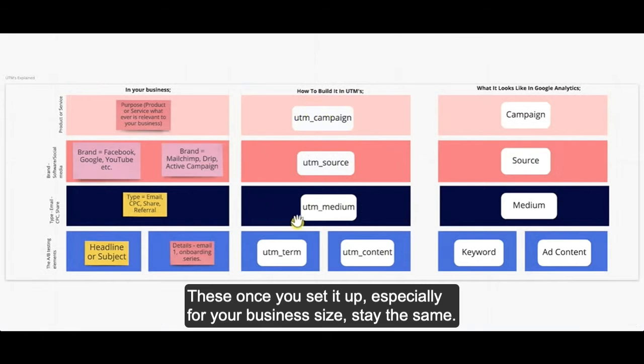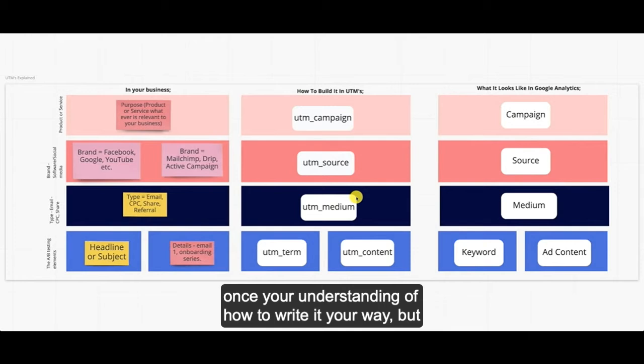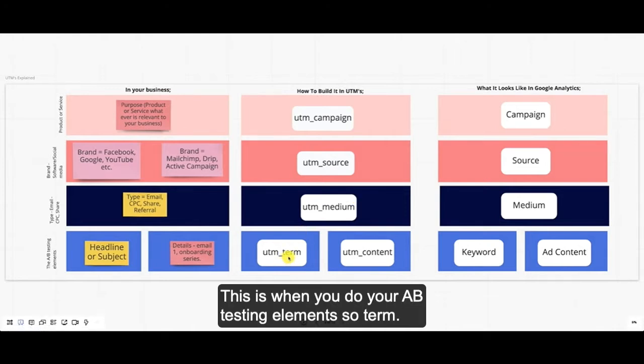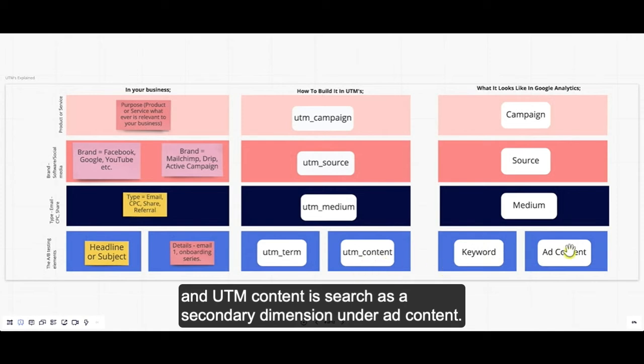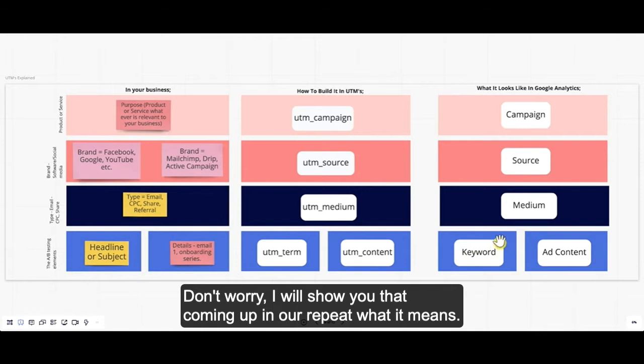Once you set these up, especially for your business, they stay the same. Once you understand how to write it your way, follow this template and it'll keep it really clear. This is where you do your A/B testing elements. Term is searched as a secondary dimension in Google Analytics under keyword, and UTM content is searched as a secondary dimension under ad content. Don't worry, I will show you that coming up and I'll repeat what it means.